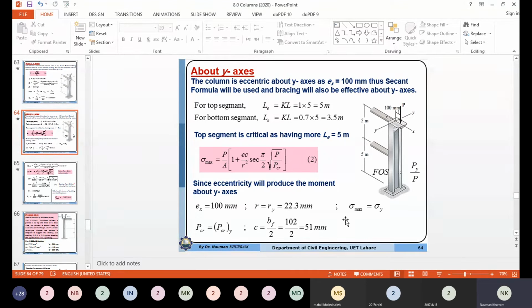So this thing I think I have well explained during steel structures. But again, if you have some question, okay?